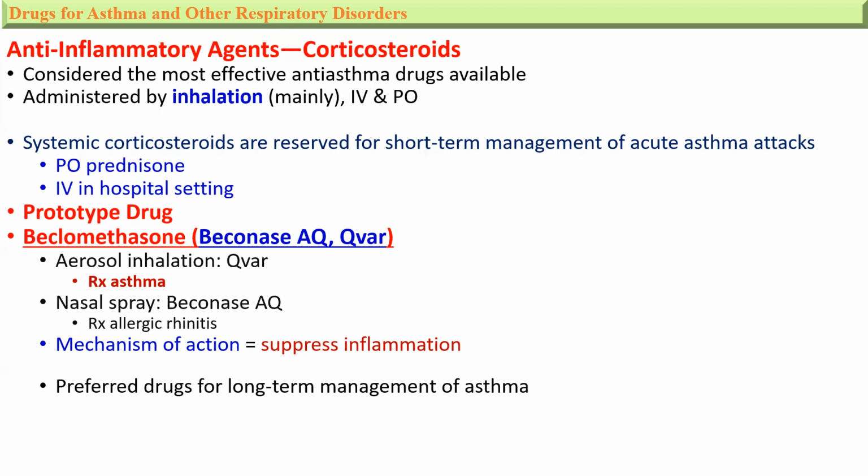The PO form is to be prescribed for short-term use. But the drug itself should not be used to terminate an asthma attack in progress. So the systemic corticosteroids are reserved for short-term management of acute attacks because of the detrimental side effects of the drug.